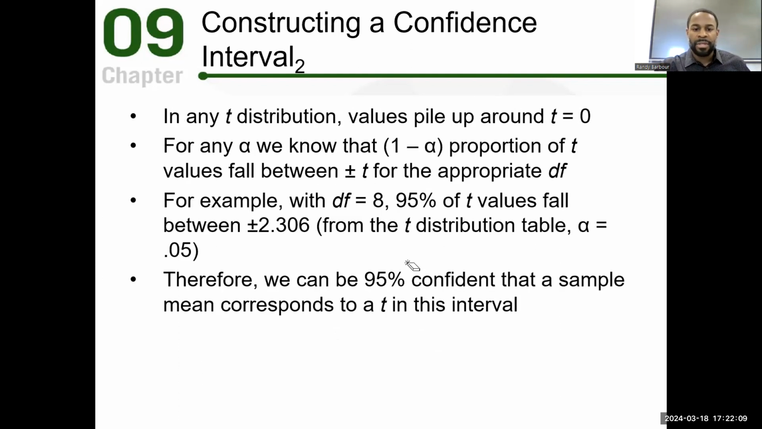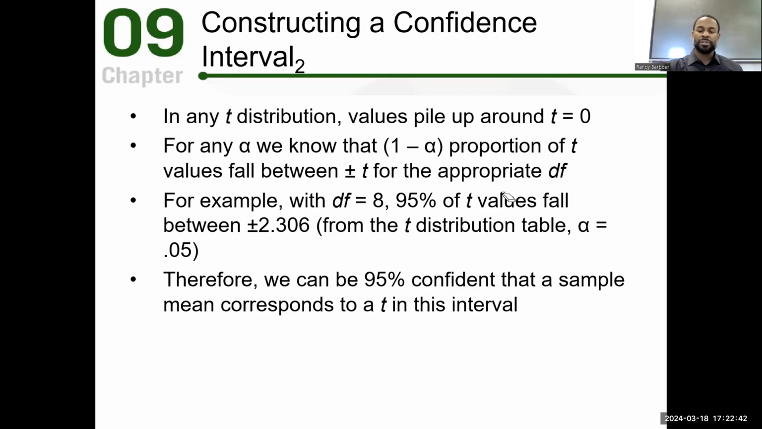All right. So here is something that we did. In the t distribution, the values pile up around t equals 0. T equals 0 means that there is no difference whatsoever. So at t equals 0, you have plus or minus to both sides, and it goes almost into infinity. What you're looking at here is a degree of freedom of 8 and a 95% confidence.